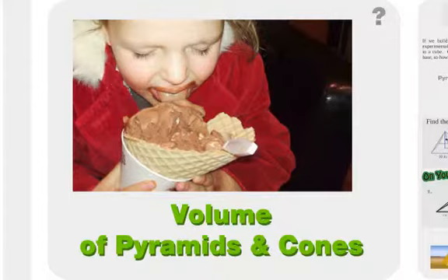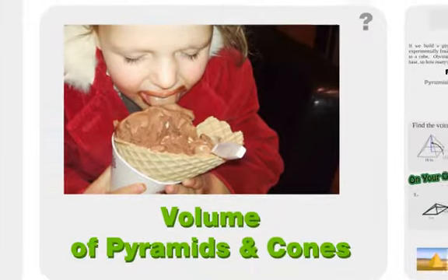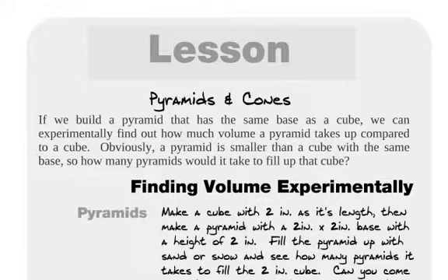If you think about filling up a cone, dumping it into a cylinder, or filling up a pyramid, dumping it into a prism, filling it up, dumping it, how many times do you have to fill up that pyramid to dump it inside that rectangular prism in order to get the same amount? Well, let's do that. If we build a pyramid with the same base as a cube, length times width is the same on the pyramid, we know obviously that the pyramid is smaller than the cube, right? So how many pyramids would it take to fill up that cube?